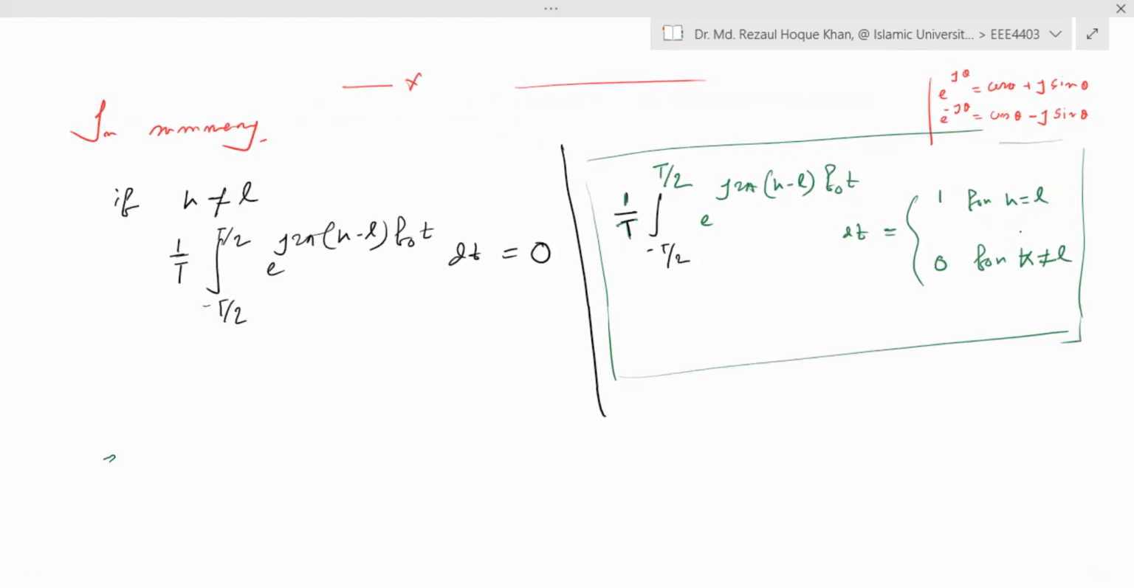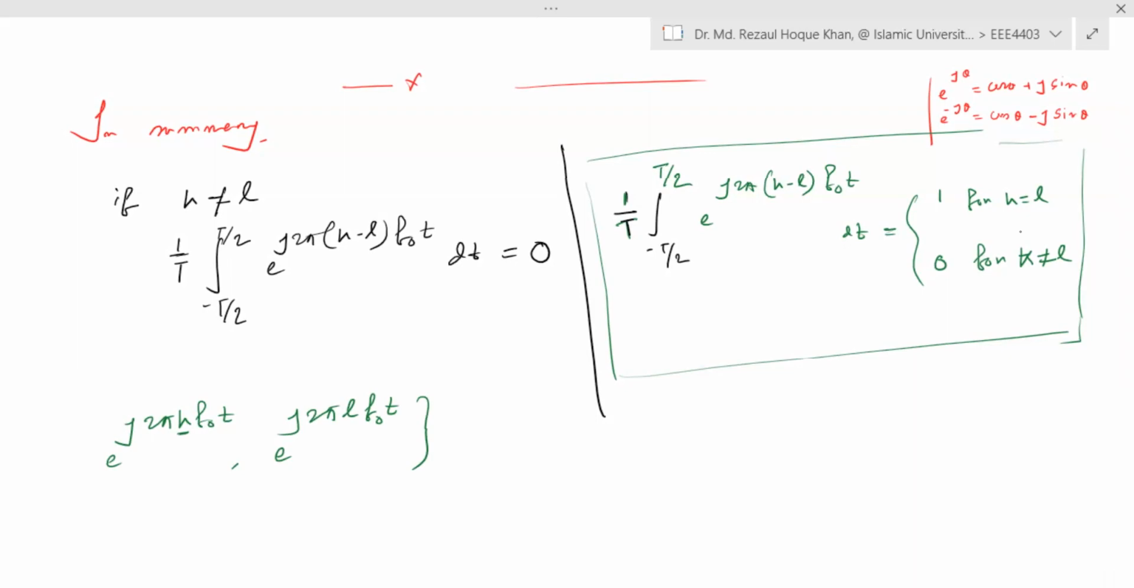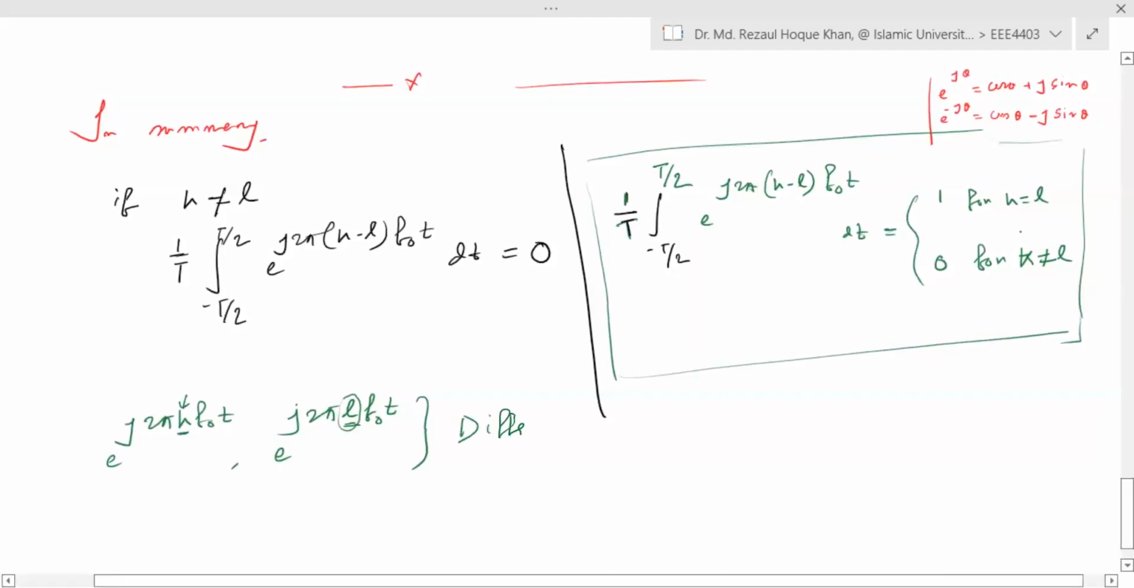So what we can say about e to the power j 2 pi k f0 t and e to the power j 2 pi l f0 t: here k can be any arbitrary value from minus infinity to plus infinity, but this is a specific lth harmonic. So if we compare a specific harmonic with any arbitrary different harmonic, they are two different harmonics, so we can say different harmonics are orthogonal.